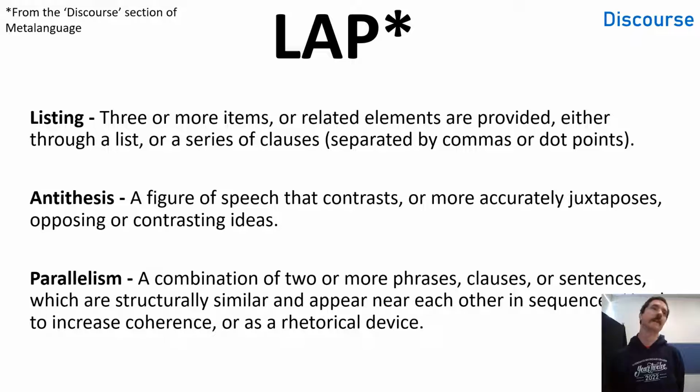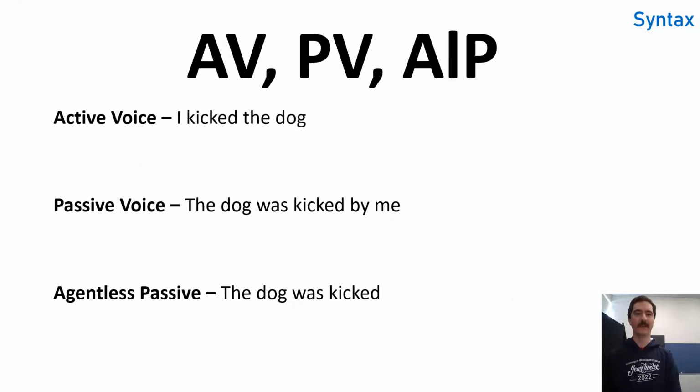So the good, the bad, the ugly, something like that, where you've sort of got a series of clauses that kind of are parallel related to one another. All right, active voice, passive voice, agentless passive. So that's an L in the middle, in between the A and the P.